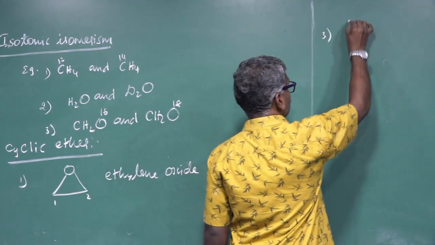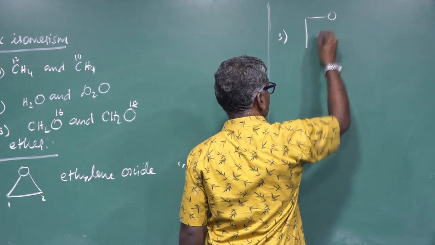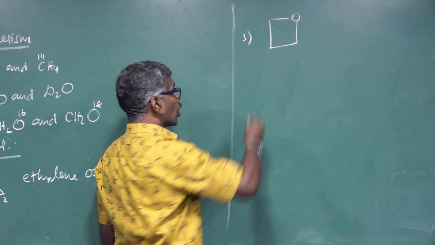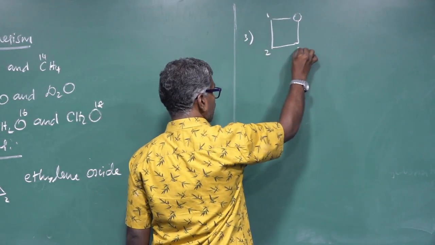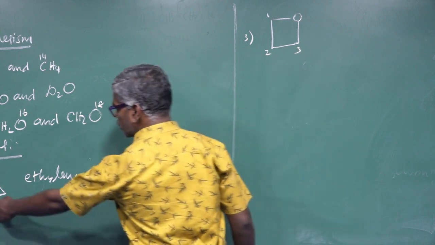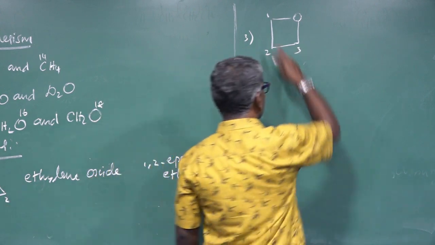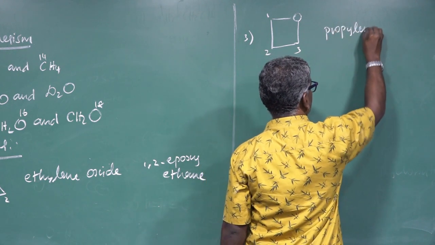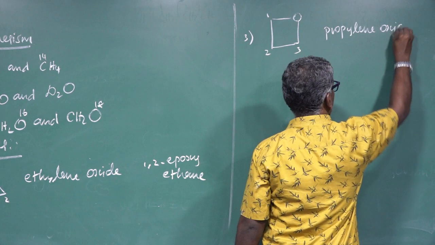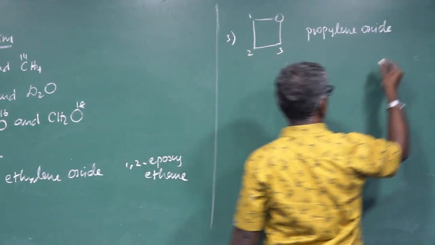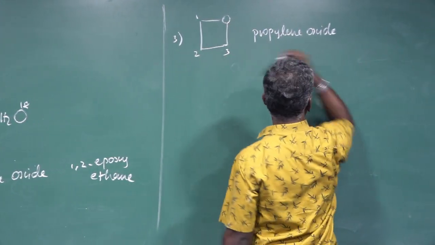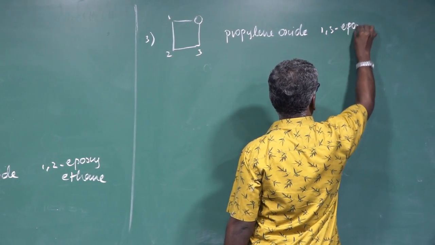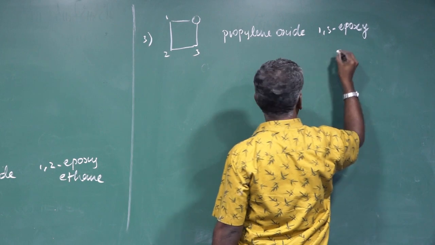Another one, so totally 1, 2, 3 carbon atoms. Here 2 carbon atoms is ethylene oxide, 3 carbon atoms is propylene oxide. What is the IUPAC name? The IUPAC name here is 1,3-epoxy propane.